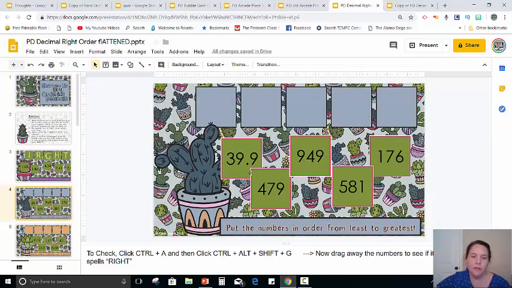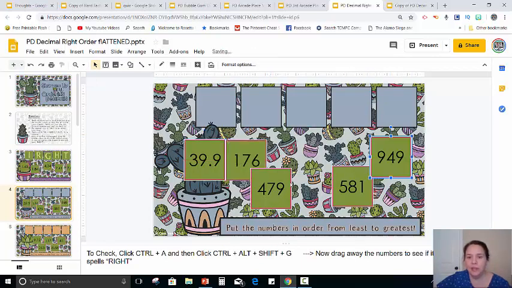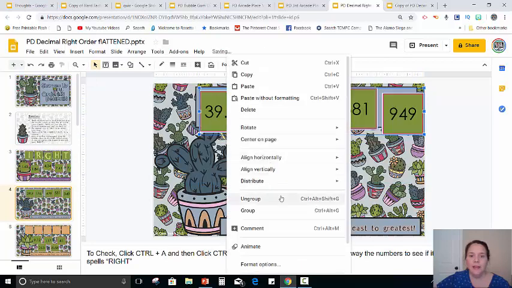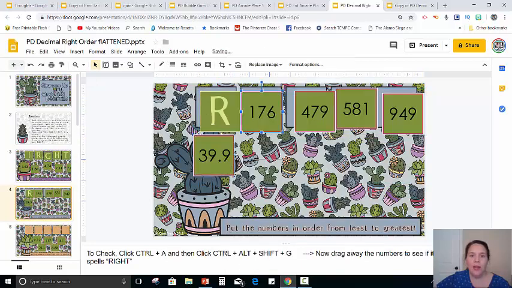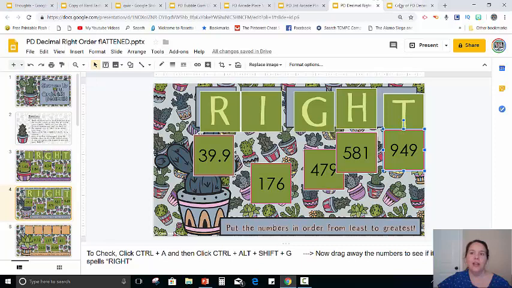Notice that this one is a little bit more rigorous because not all of the question cards go to the same place value. But for this example, once you get them in order, the directions tell you to ungroup them, and then once you drag it away, it will let the student know whether they're right or wrong. So this activity is self-checking.